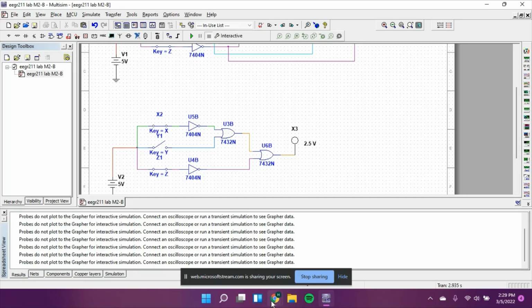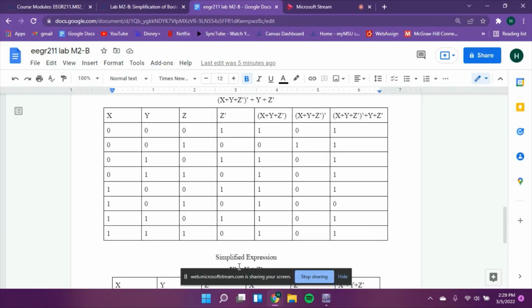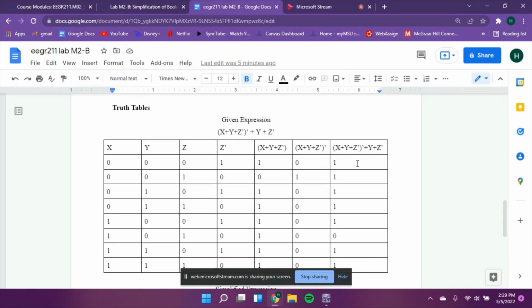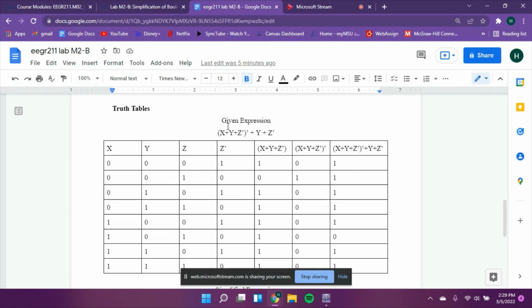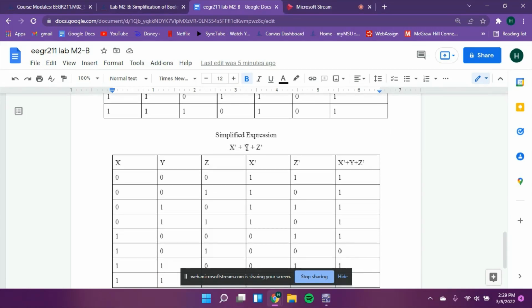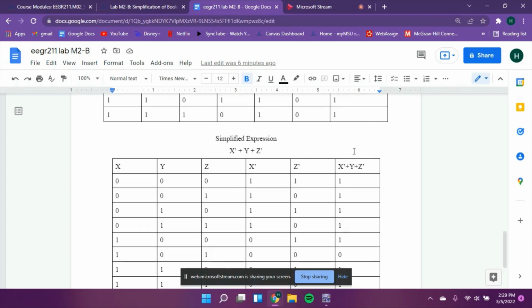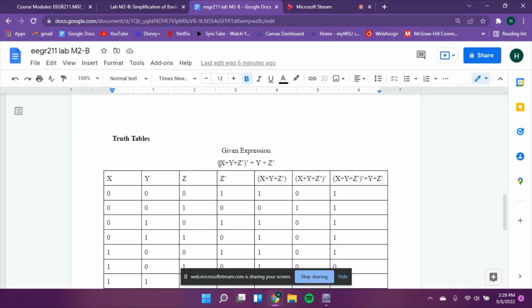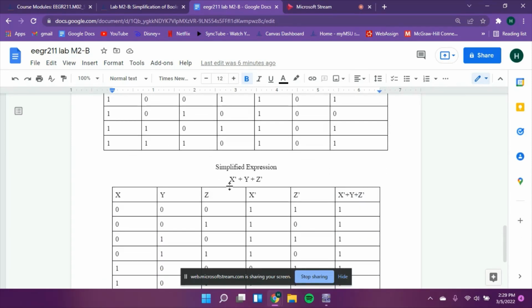In conclusion, I think I have met the given objectives because I was able to simplify the expression from this into x not plus y plus z not. It went from many components to just 3 components.